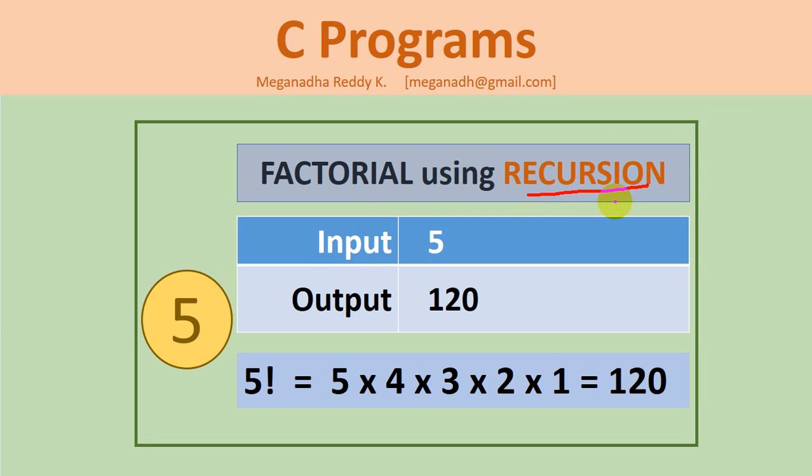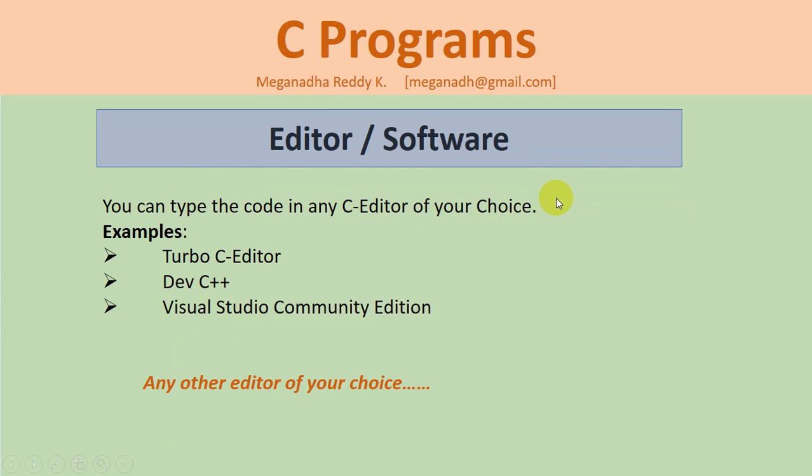Recursion is a process of a function calling itself repeatedly until a condition is satisfied. Now, we are going to use the same program that we have written in program 4 and modify it. As always, you can use any editor of your choice, either Turbo C editor, Dev C++, or Visual Studio Community Edition. I will be using Visual Studio Community Edition. So with that, let's get started.